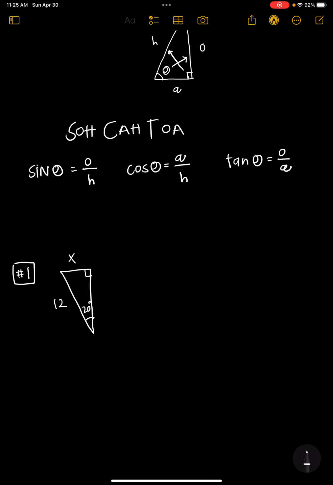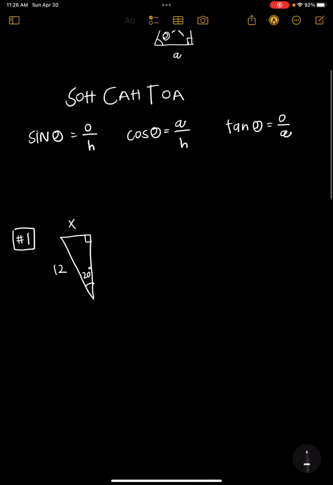Based on this, we can use these three formulas. Sine theta is equal to opposite over hypotenuse, cosine of theta is equal to adjacent over hypotenuse, and tangent theta is equal to opposite over adjacent. That can all be memorized with the acronym SOHCAHTOA. I'm not expecting you to memorize them. I will always give them to you on your exams, but I think that you'll use them so often that at some point you might actually memorize them. So let's get started with the first example.